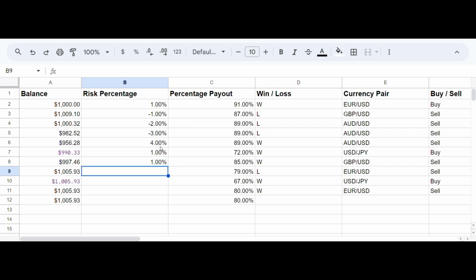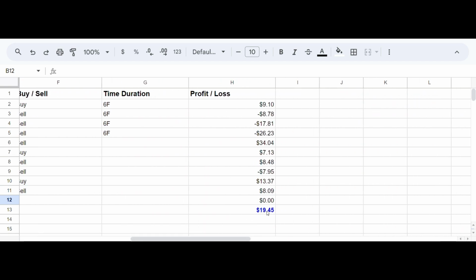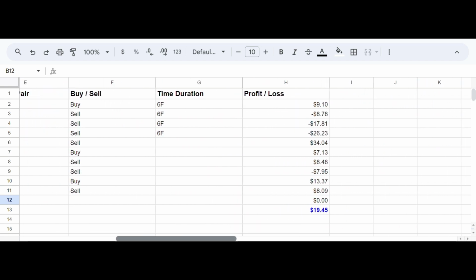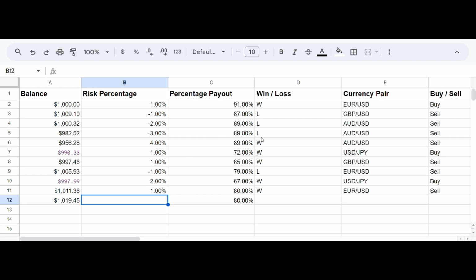Then you have a loss for the next one, so we put negative 1% there. Because we lost that trade, the next trade has to be at 2%. We won that trade, and then we won the next trade, so because we won, we go back to 1%. When we look at it now, the account is at $19.45. So the profit is more. You see that both traders took the same trades, but trader B was more profitable because he used the scaling aspect.